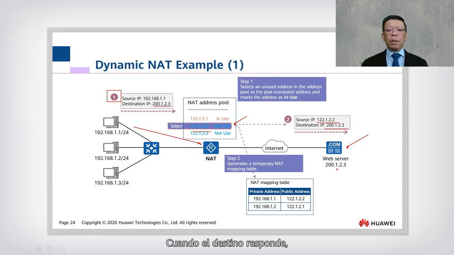When the destination replies, it will use 122.1.2.2 as a destination. So in our NAT mapping table, you can see that 192.168.1.1 is being mapped to 122.1.2.2. Whereas if, let's say, there is 192.168.1.2, for example if this guy goes out and 122.1.2.1 is being selected. So this is the example, part number 1.